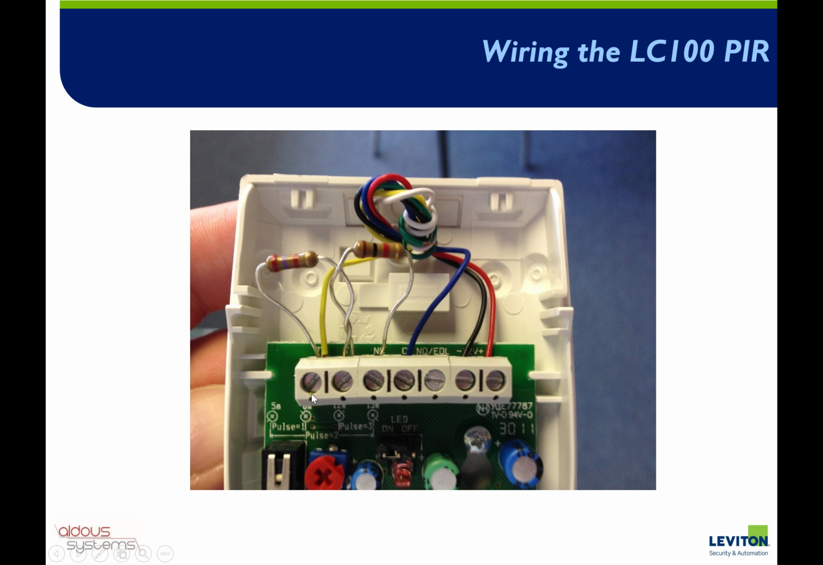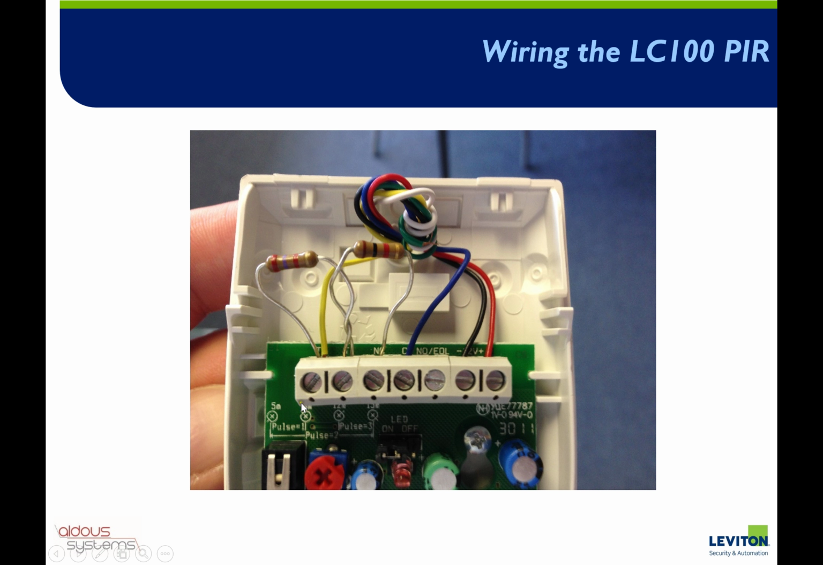So it comes down the yellow, through here, through the 1k ohm resistor, and back through the blue. So when it's secure, we're offering 1k ohm. When the PIR trips, then this normally closed switch opens, which means my current can't go through. It's open circuit. That's alarm.